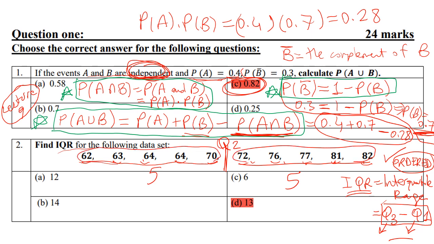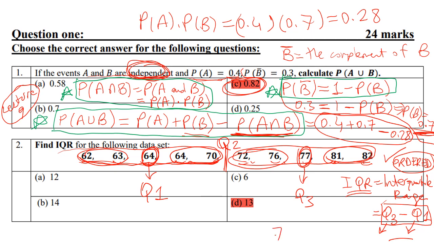Then we have to find the median of the first half. Since we have an odd count here, 5 numbers, the number dividing them is 64 because there will be 2 here and 2 here, and this will become Q1, the median of the first half. And the median of the second half will be Q3. In this case, 2 here, 2 here, and in the middle we have Q3. So we got 77 for Q3 minus Q1, 64, which gives us 13. And this is the answer here.